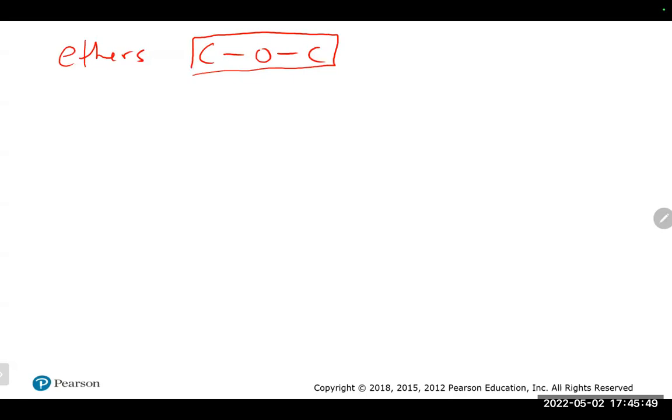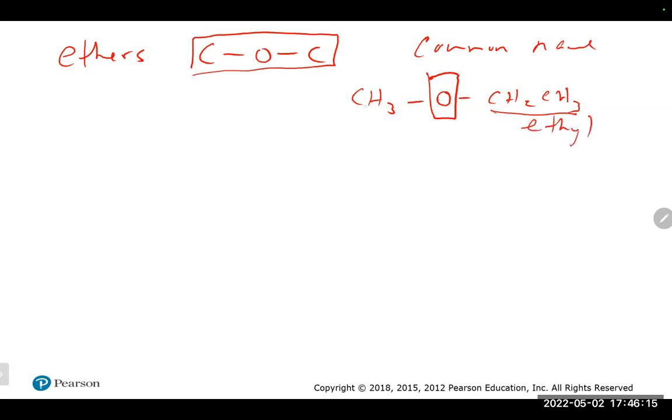We talked about naming ethers, and we went with the common naming, not the IUPAC way. To do that, you go left and right of the oxygen and name the groups in alphabetical order. Think of the oxygen as your centerpiece: to the right is an ethyl group, to the left is a methyl group. Putting this together in alphabetical order gets you ethyl methyl, and you just put ether at the end.